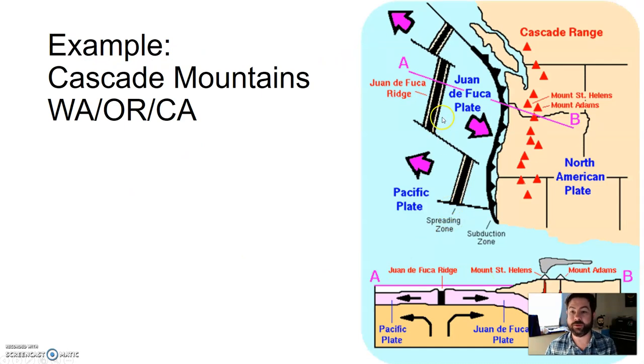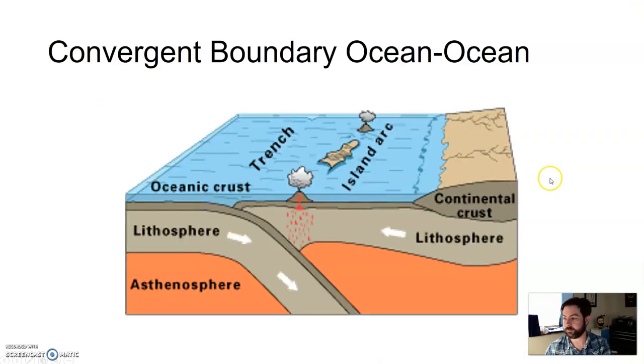Great example of this would be that small but mighty Juan de Fuca plate crashing into the North American plate, creating a lot of earthquakes and all those volcanoes you have from Northern California up into the Vancouver area of Canada. Mount St. Helens, Mount Rainier, all those big famous volcanoes are all due in part to this convergent boundary. We have oceanic crust to oceanic crust.